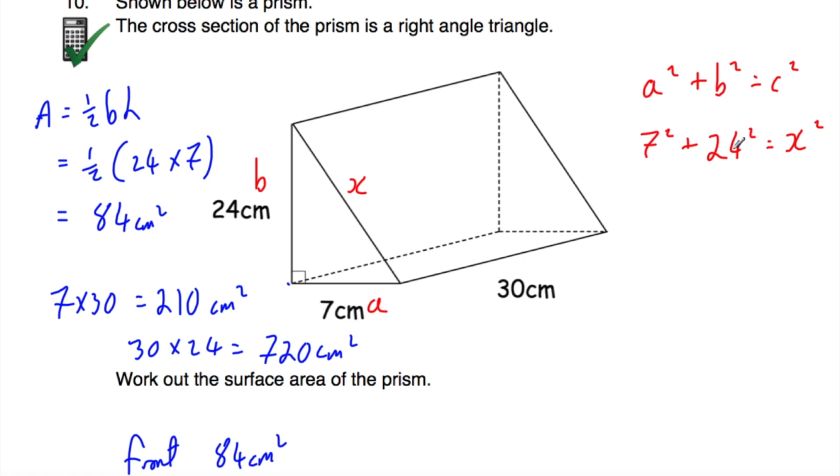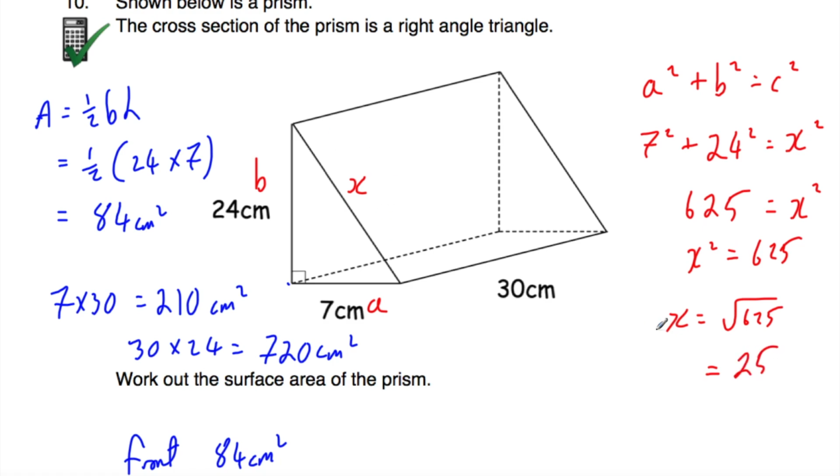7 squared plus 24 squared is a calculator question, so you can just do in your calculator 7 squared, which is 49, plus 24 squared, and you'll get an answer of 625, and that's equal to x squared. So it means that x squared is equal to 625. Now this length here clearly isn't 625, that's this length squared. So to find what x is, we just need to square root 625. So x is equal to the square root of 625, and the square root of 625 is equal to 25. So that means that x, this length, is equal to 25 centimeters. So x is 25 centimeters.